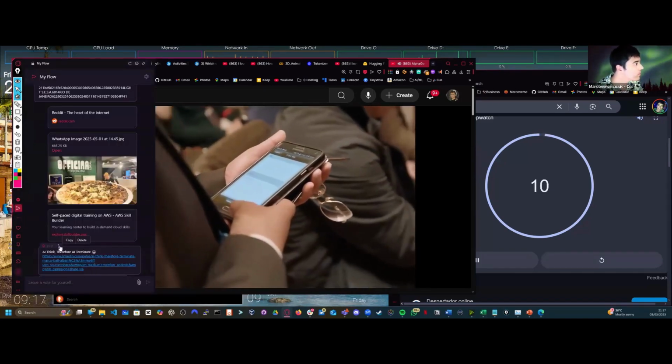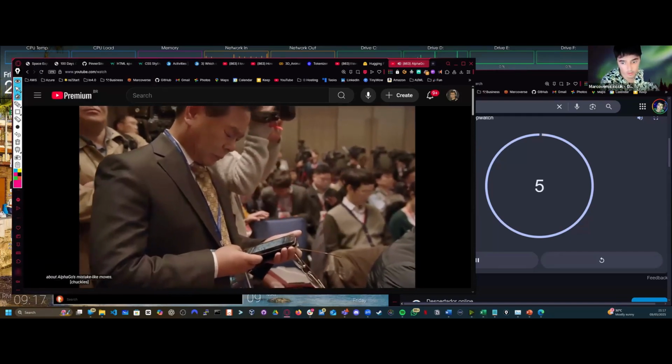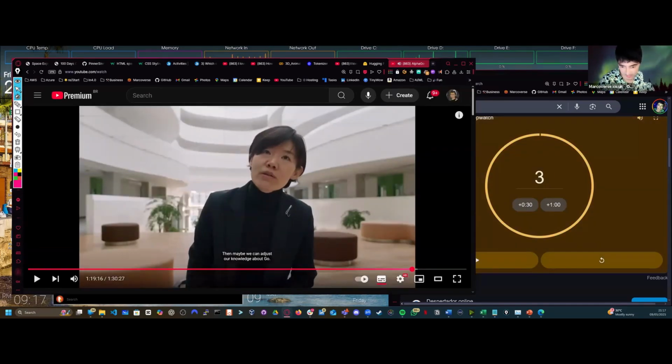I think it is important to study more about AlphaGo's mistake-like moves, and maybe we can adjust our knowledge about it. Okay, well, let's see a big documentary. I'm going to leave an article I wrote about this in a message.